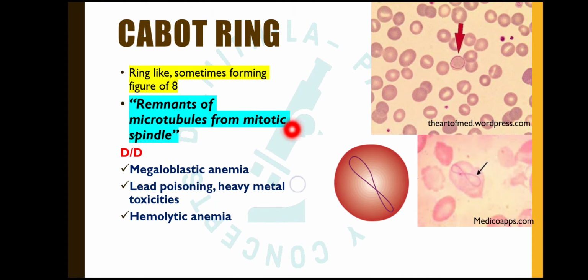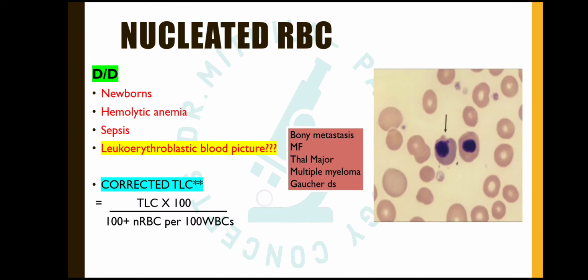This you should remember. And the differential diagnoses when we see a Cabot ring are megaloblastic anemia, then lead poisoning or any heavy metal toxicity, and they can also be seen in case of hemolytic anemia. So this is all about the Cabot ring.